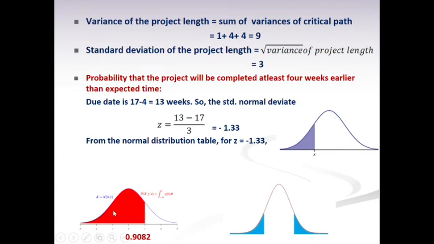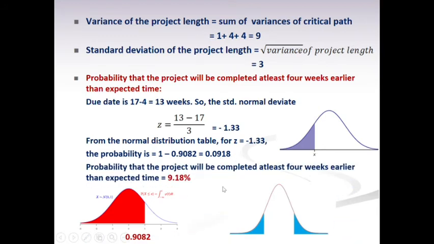The red shaded portion is 0.9082, but what we want is this blue shaded portion. So the total is 1, so 1 minus 0.9082 is this portion, which is actually equal to this portion. So the value is 0.0918. If you convert this probability into a percentage, you multiply it by 100. So the probability of completing the project at least 4 weeks earlier than expected time is 9.18%. This is how we have to calculate the probability.